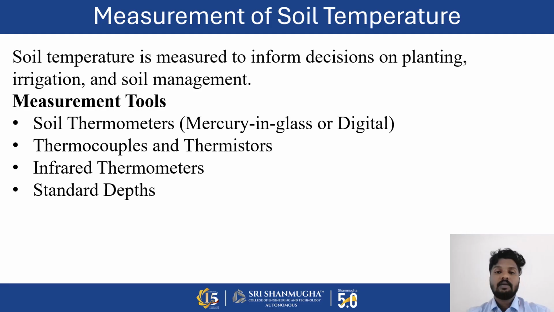The third one is the infrared thermometer, used to measure surface temperature without contact. Here we are sending infrared rays to the land, I mean soils. Then based on the reflectance and reflected data, we analyze the data and finally find the soil temperature through the infrared thermometers. Then the final one is the standard depth. Measurements are typically taken at the standard agriculture depth, most commonly 5 centimeters and 10 centimeters, as these depths are most critical for seed germination and shallow root development.